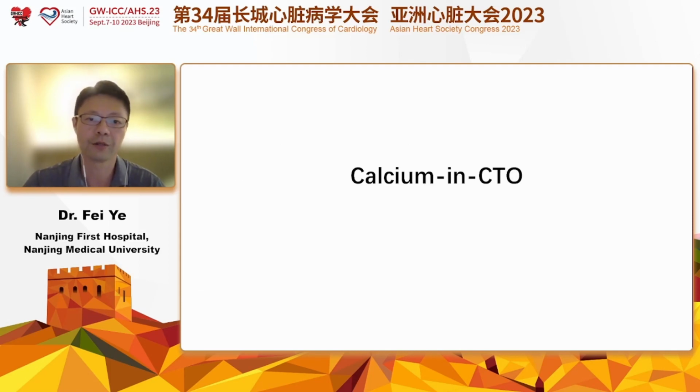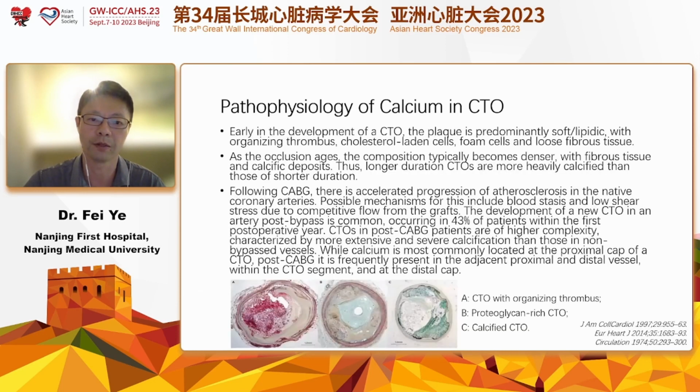So next we say something about calcium in CTO. Pathophysiology of calcium in CTO. Early in the development of a CTO, the plaque is always soft or fibrous tissue. There is low calcification. As occlusion ages, the composition typically becomes denser with fibrous tissue and calcified deposit. Such longer duration CTOs are more heavily calcified than those of short duration.